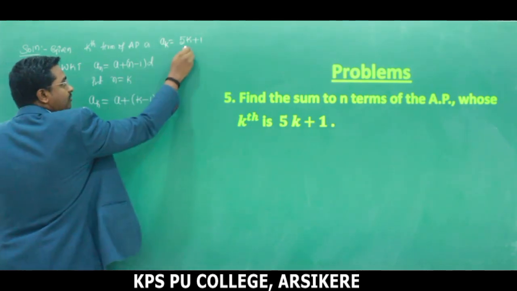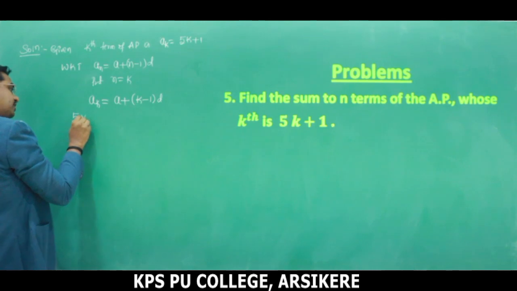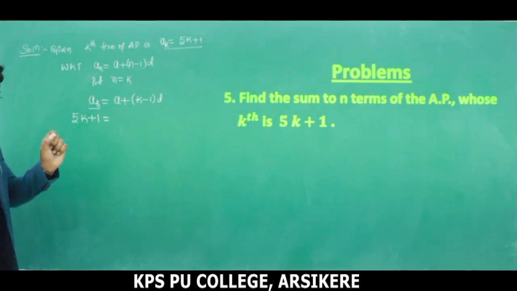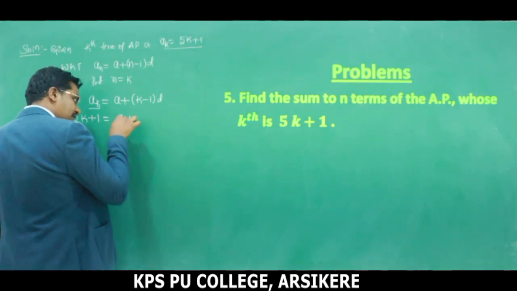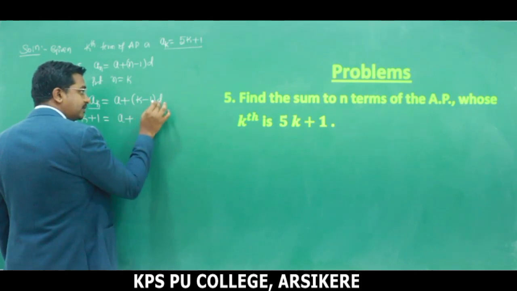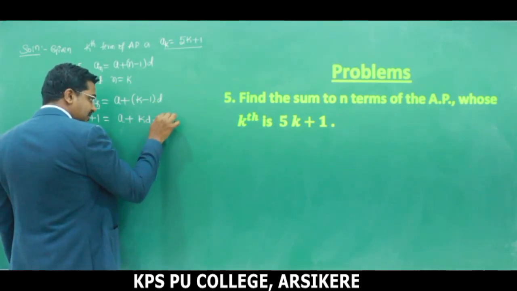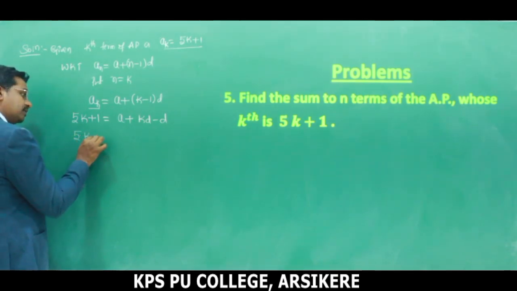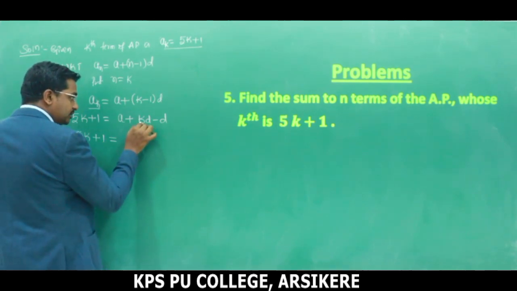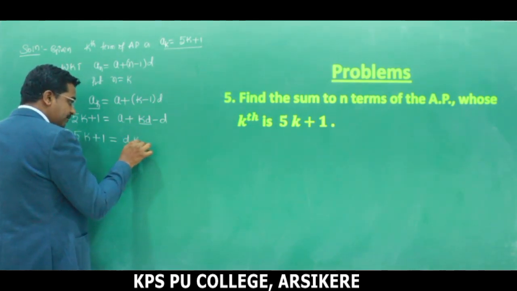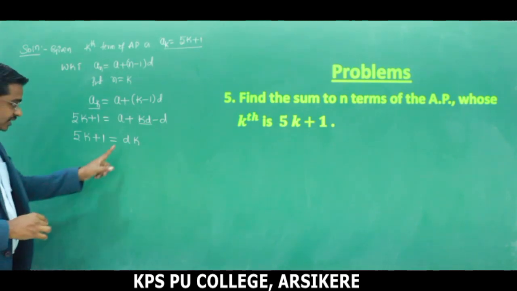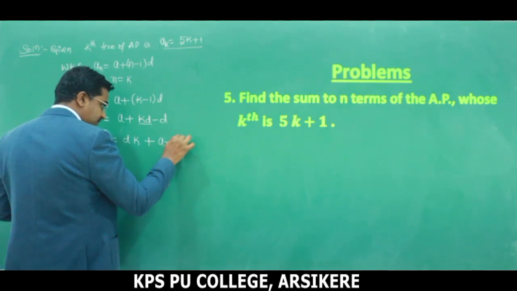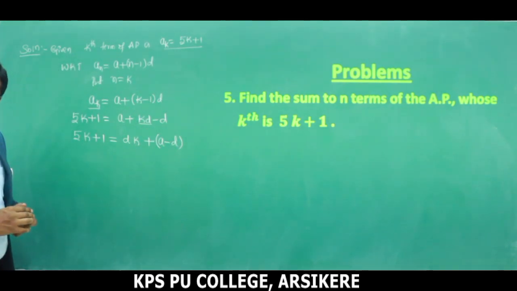Now what is ak here? 5k plus 1. Substitute there, replace ak by what they have given, 5k plus 1. That is, the kth term is equal to a plus k minus 1 into d. So k into d minus d. So 5 into k plus 1 is equal to, write k into d as d into k. Write the first term as d into k, and take the remaining terms as a group, a minus d.